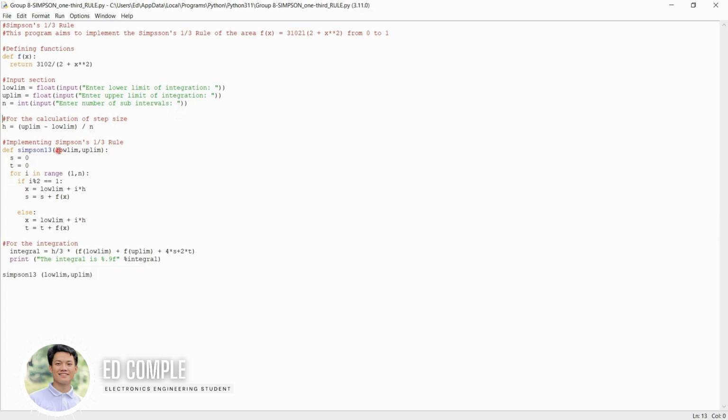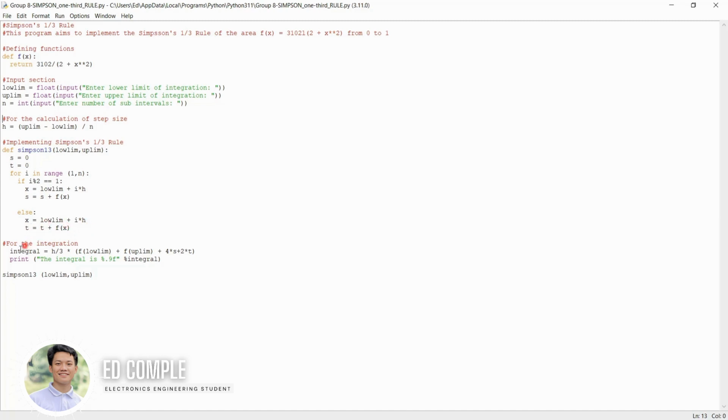We need to define Simpson's 1/3, then lower limit and upper limit, where s is equal to 0, t is equal to 0. For i in range 1 and n, in this part, we will need to have the if and else statement, which is if i % 2 is equal to 1, where x is equal to lower limit plus i times h, and s is equal to s plus f of x. Else, x is equal to lower limit plus i times h, and t is equal to t plus f of x.